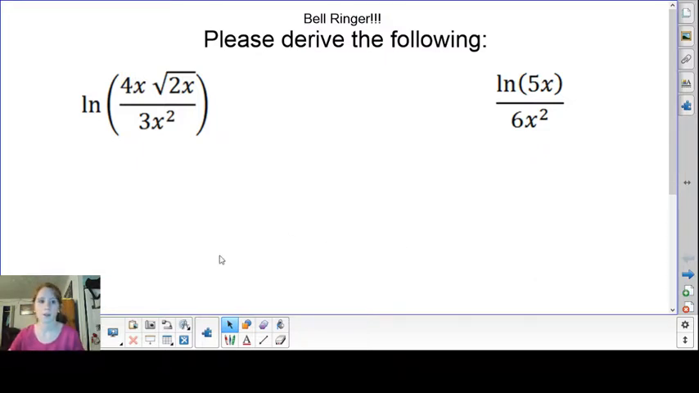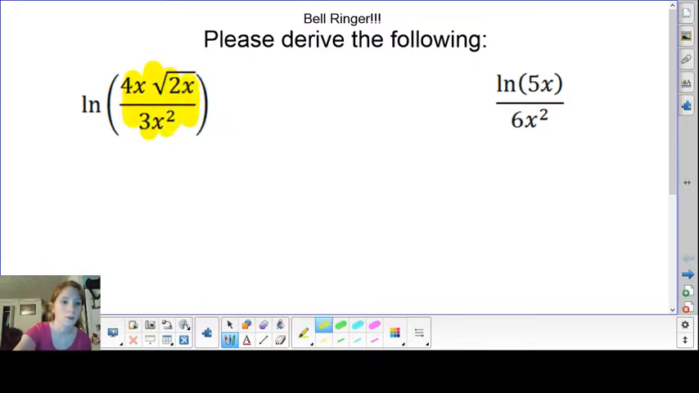So again, I want to talk about the difference between the first one and the second one. The first one has everything inside the natural log. Because it has everything inside the natural log, I can go ahead and use my natural log properties. However, the one to the left only has the top inside the natural log. So, keep that in mind.